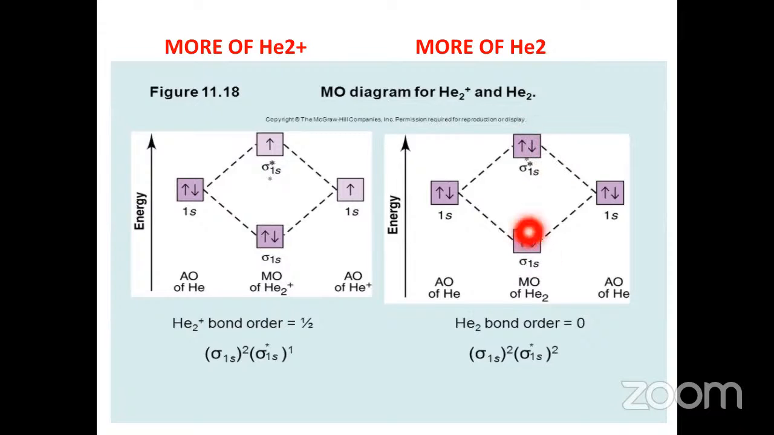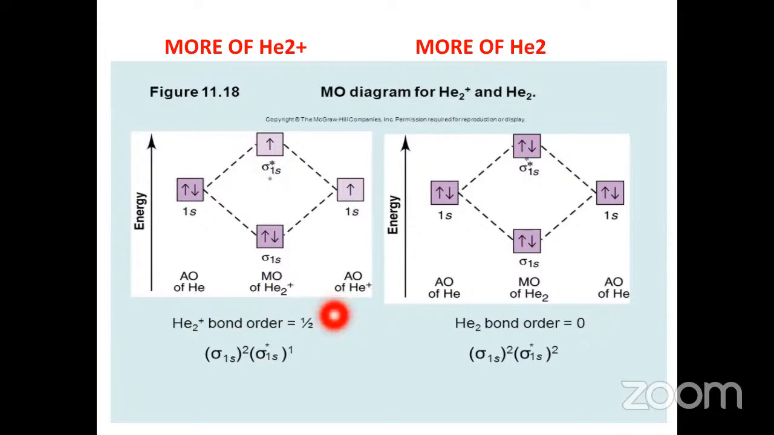So 2 minus 2 is equal to 0. So here there is no bond order. The next one goes to the He2 plus ion. Okay, then the He2 plus ion is nothing but it lost one electron.